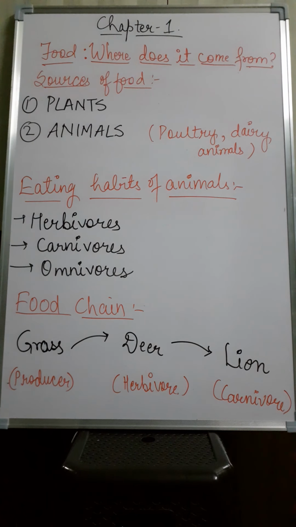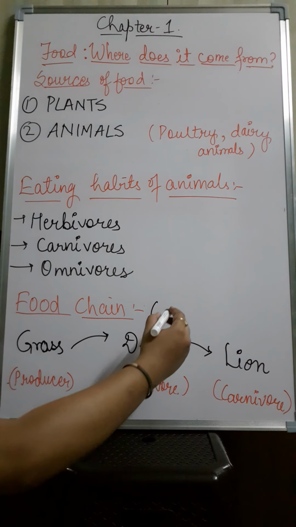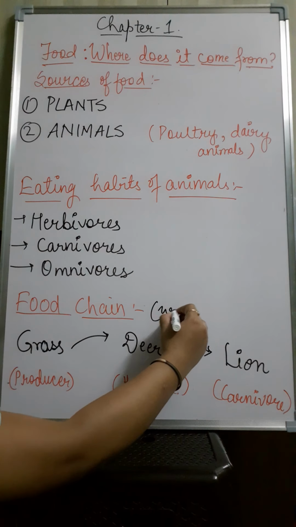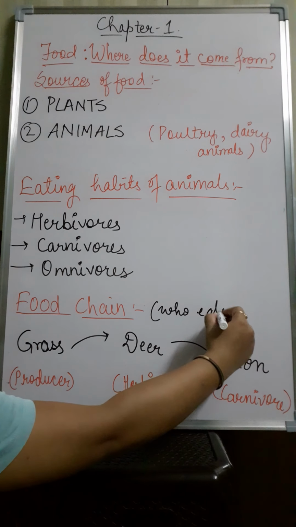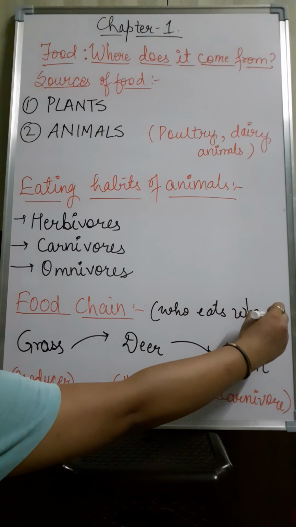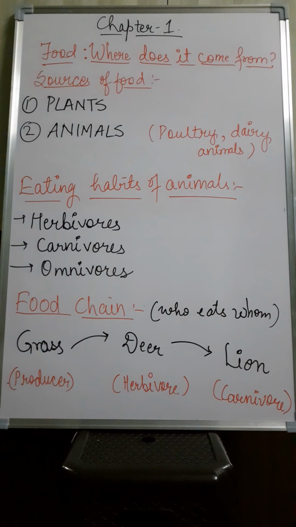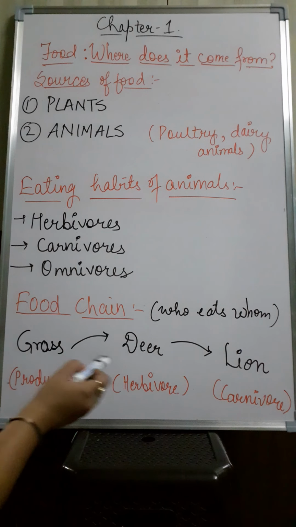Now the next topic is food chain. So students, you know very well what a food chain is. It is a chain which shows us which organism eats another organism, or we can say who eats whom. If I write in short what a food chain is, it will be who eats whom. Here you can easily see that this deer will eat the grass.